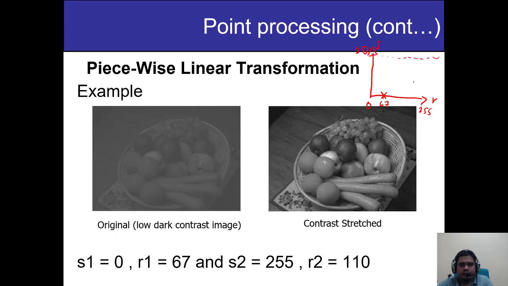Okay, and then your R2 is equal to 110. This one, the center should be 128. Okay, 110 is around there. Let's say this is your 110. So if I draw the line of your transformation function, it's something like this. Okay, this is the piecewise linear transformation function that apply from this image.